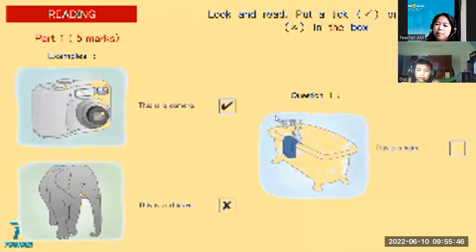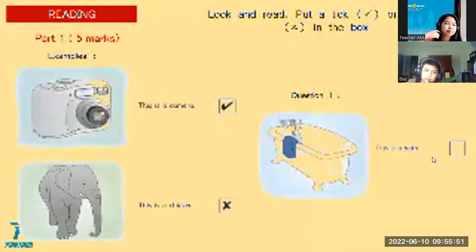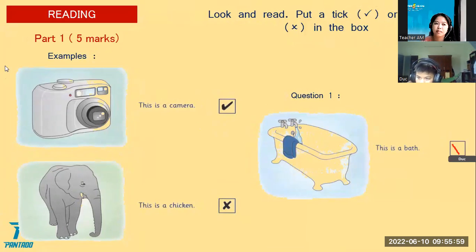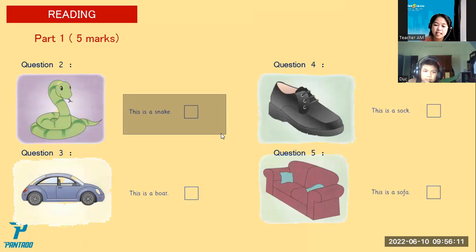What about this one, Duke? Can you please read this one? This is a bed. Okay, is that a tick or a cross? Okay, this is a tick because this is a bed. Yeah. Okay, so how about number two, Duke? This is a snack. Okay, is that a tick or a cross? Okay, that's correct. That's a tick.